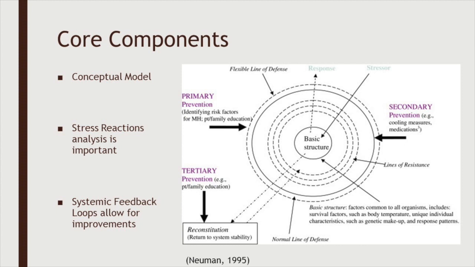The first is stress reactions. These are reactions of the family to different sources of stress with lines of defense and resistance. The reactions or exchanges between the environment and the family are influenced one by the other. The other major component to Neuman's model are systematic feedback loops. These are used to fine-tune the defensive lines and to achieve maximum stability.